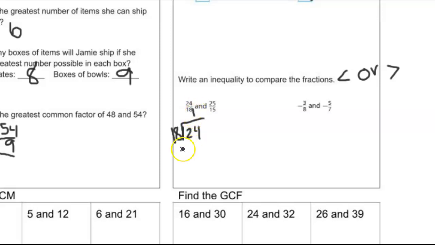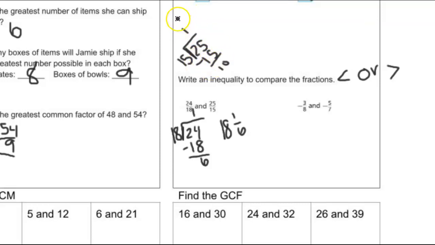18 goes into 24 once. We're going to subtract 18. We get 6. So that is 1 and 1/6. This one, I have 25 divided by 15. 15 goes into 25 once. We get 10. So 1 and 10/15 is our answer there. I do not know why I wrote 18 there. It's only 1. I wrote the number on the outside. I'm sorry. So we have 1 and 1/6 and 1 and 10/15.